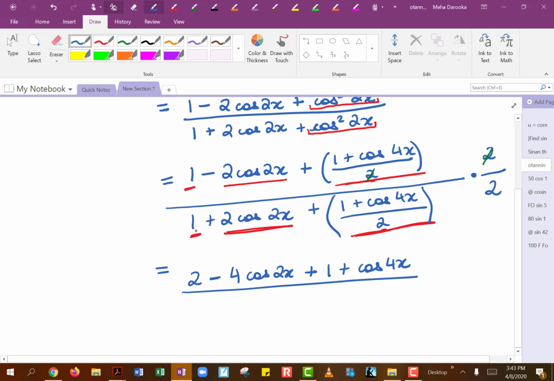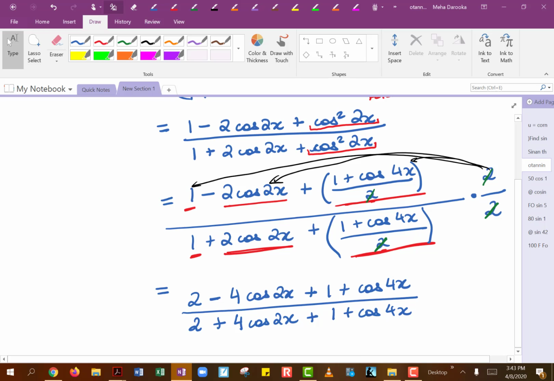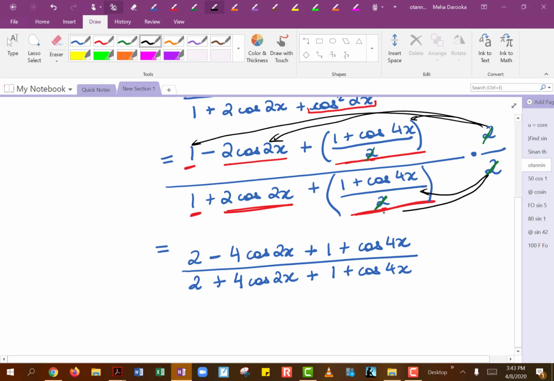And then in our denominator, we're also doing 1 times 2, which will be 2, plus 2 cosine of 2x multiplied by 2. So 2 times 2 will become 4. Cosine of 2x will of course stay as it is. And then again, this 2 in the denominator will cancel out with this 2 in the numerator. And these ones will end up getting 1 plus cosine of 4x. So just remember, you are still having to distribute this 2 with all the terms. It's not just canceling out with that last term. So don't forget to distribute that 2 with all the terms, okay?